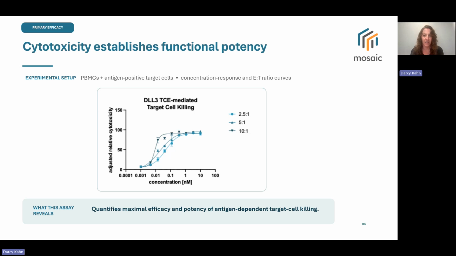So what this actually tells you is quantitative potency and maximal efficacy of target-dependent killing. This is your primary functional benchmark. Everything else we're going to talk about walking through adds context on top of this data set.